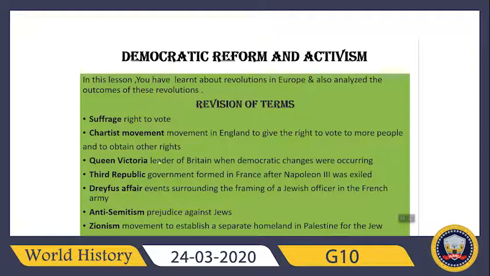I don't know why I lose my cursor every time. Third Republic. The Third Republic was a government that was formed after Napoleon III was exiled. This government was formed in France.